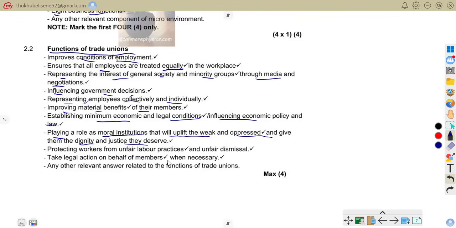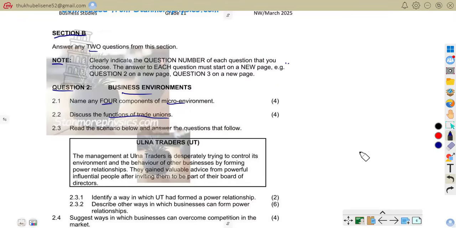So here we're talking about protecting workers from unfair labor practices. The trade unions protect employees from unfair treatment and discrimination. Protecting workers from unfair labor practices and unfair dismissal. We've already talked about that. Take legal action on behalf of members when necessary. So that's when we are trying to say trade unions may take employers to court if workers' rights are violated. So that is that, good people. That is 2.2. Now let us go to 2.3.